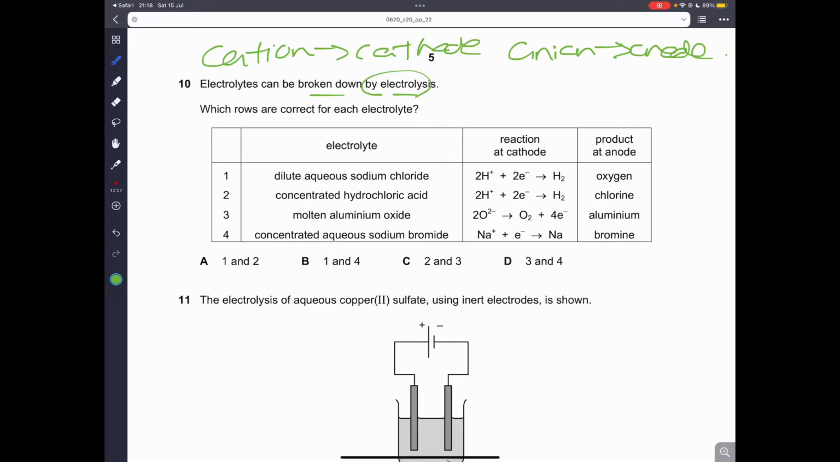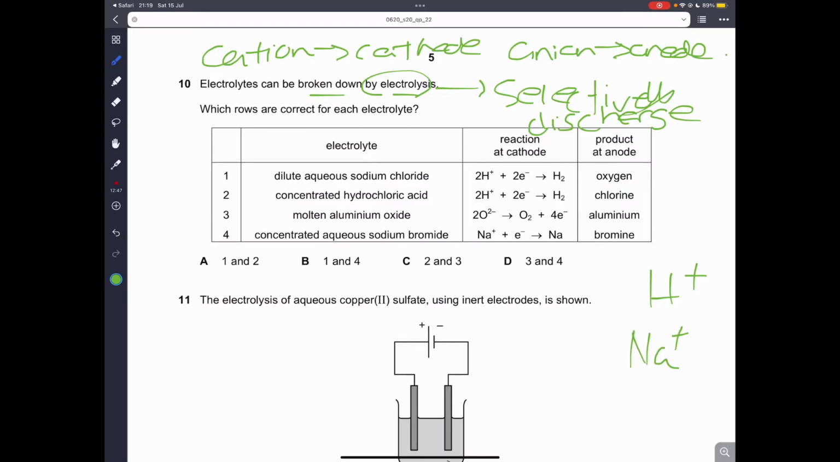Another feature of electrolysis is basically the ability to selectively discharge. So you have to know some molecules or ions are going to be discharged rather than some other type of ions. For example, the H plus ion is always going to be discharged over the more reactive metals such as sodium when it comes to the aqueous solution. Okay, now let's look at the question.